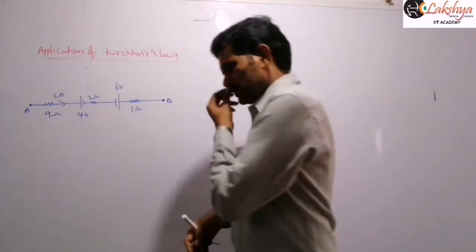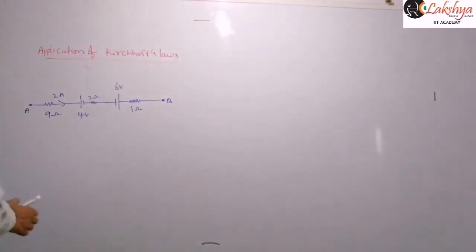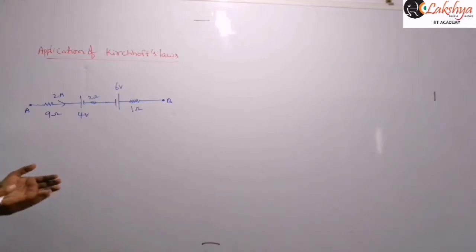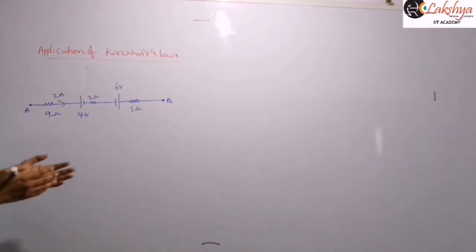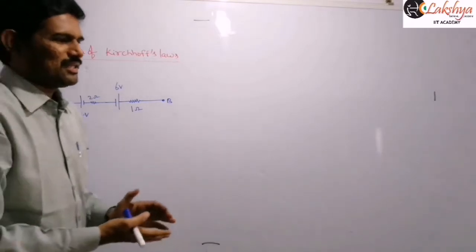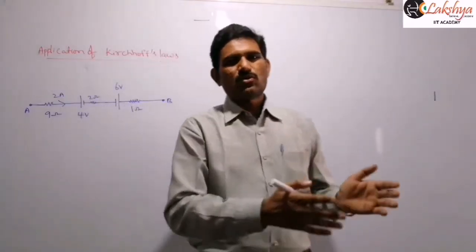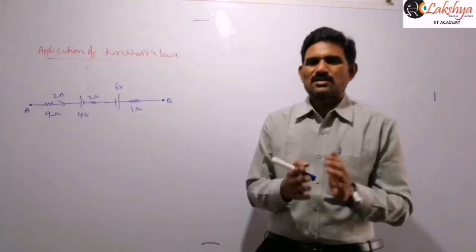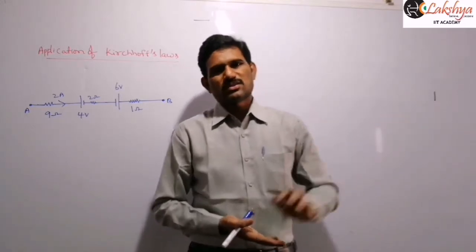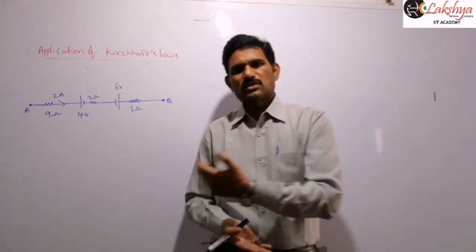In such types of problems, if they ask for the potential difference between A and B, we may find either VA minus VB or VB minus VA. Generally we find larger minus smaller. But if they particularly ask to find VA minus VB or VB minus VA, then we need to give the value along with the sign, whether it is positive or negative, that you get after doing these calculations.